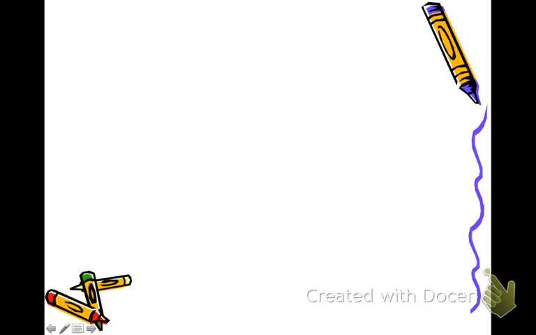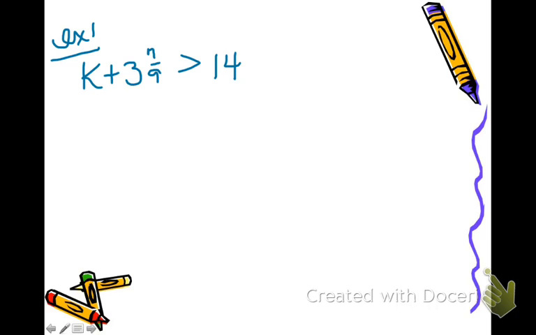All right, so the rest of these examples are going to be inequalities that are one step to solve. So the first one, if you want to call it example 1, plus 3 7/9 is greater than 14. So since I am undoing addition, remember from yesterday, we want to use inverse operations.